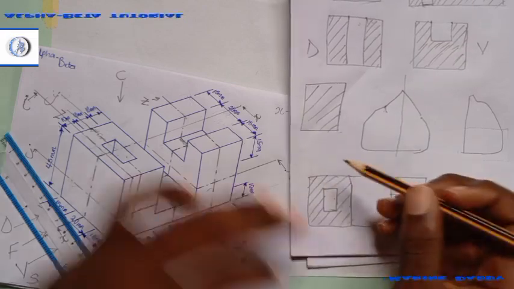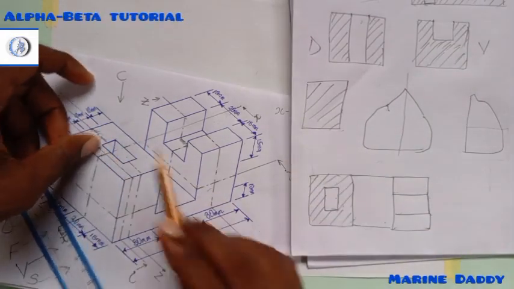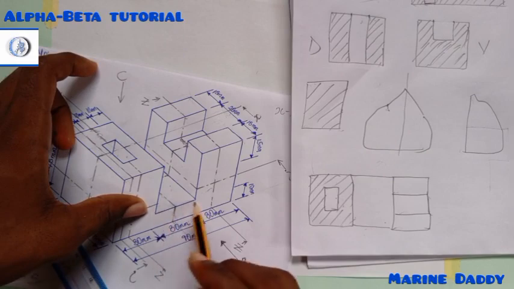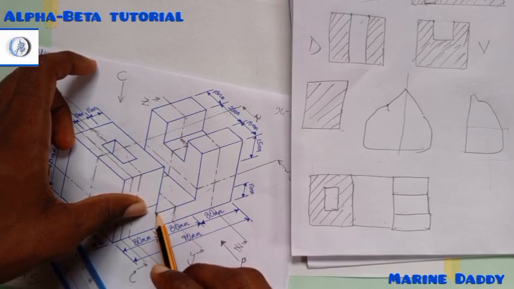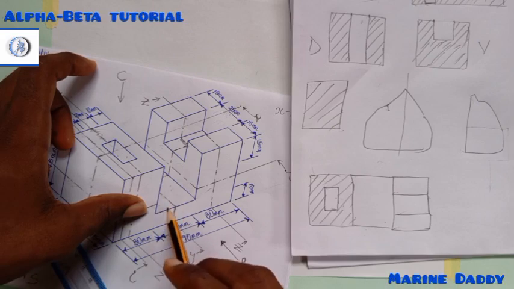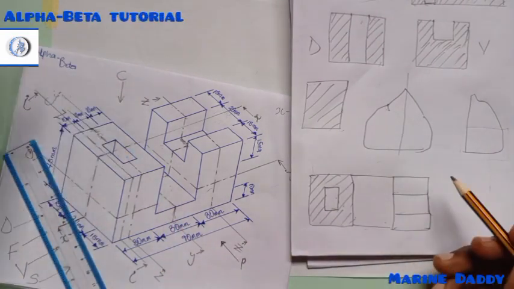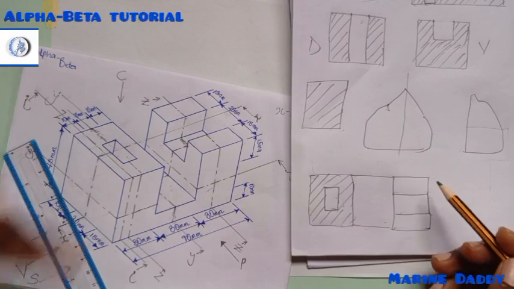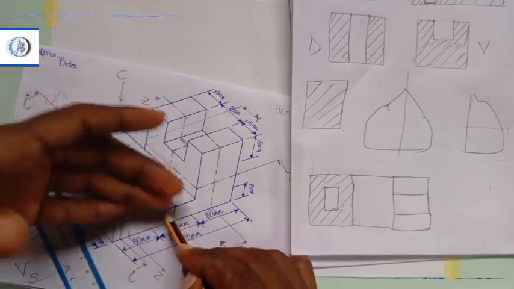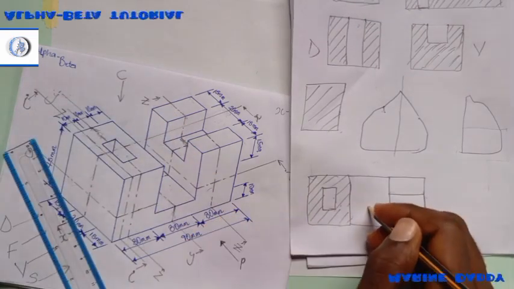A diagonal line. Now at this part, will this cut affect this part of the diagram? Yes or no? No, it will not actually affect. You understand? Please just follow this. The cutting plane did not touch this side, so we make here blank.